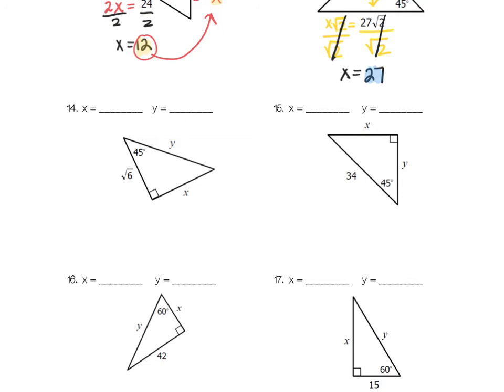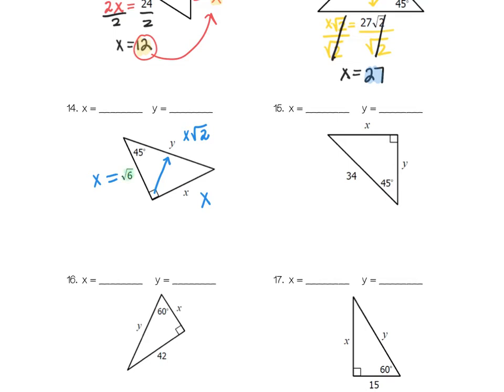This one is also a 45, 45, 90. So across from the 90-degree angle is the hypotenuse, which is always x square root of 2. This side's x, this side's x. Again, we're not looking at these until the very, very end. So wherever you have a number and a label, you set those equal. I don't need to solve for x because I already have x equals square root of 6.